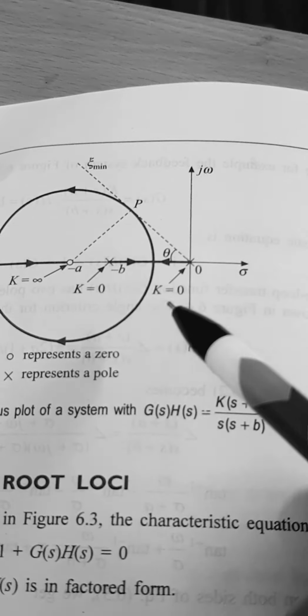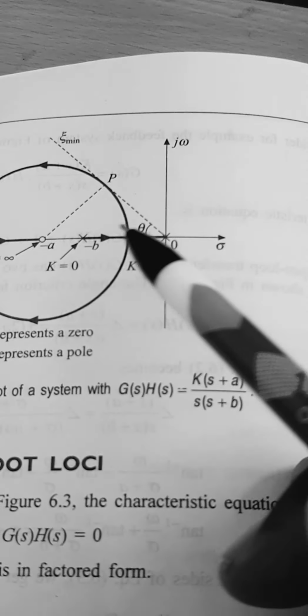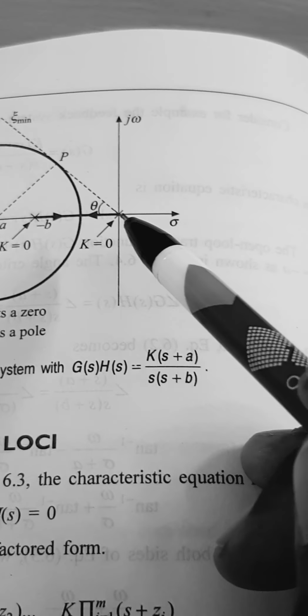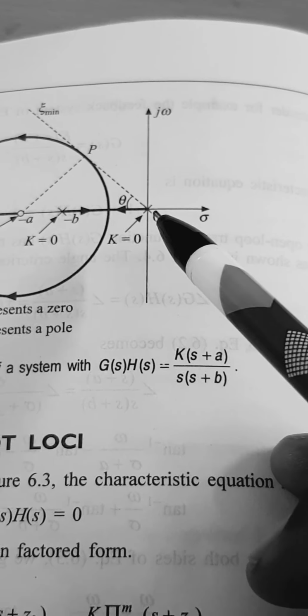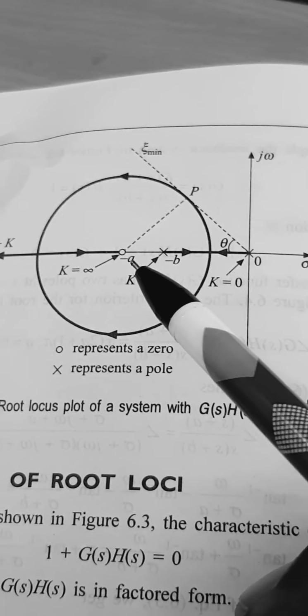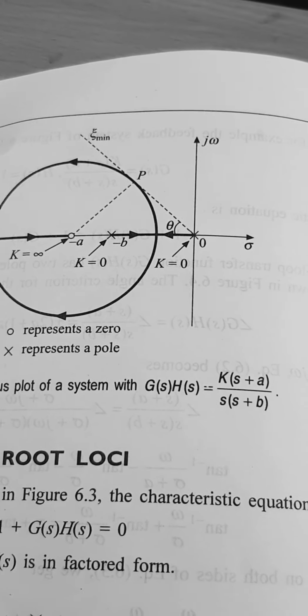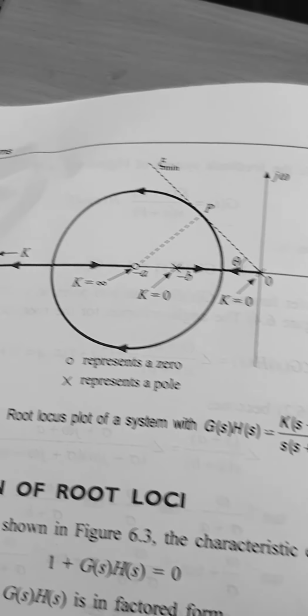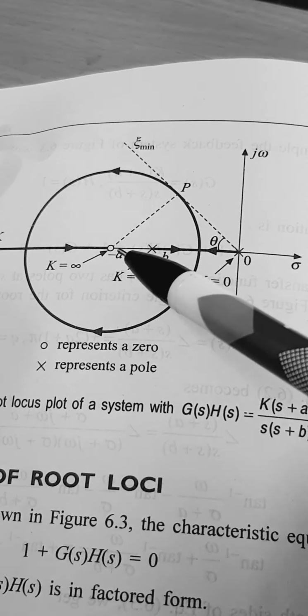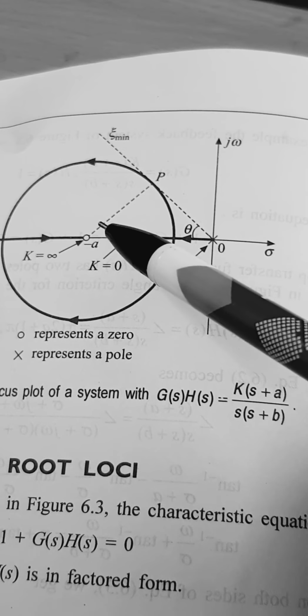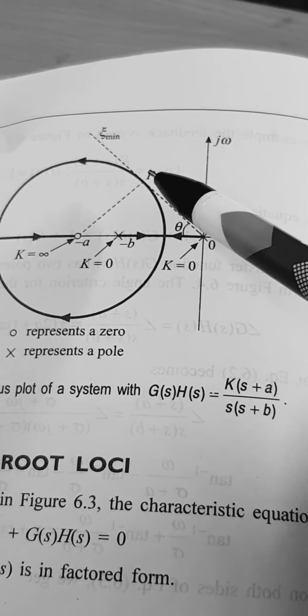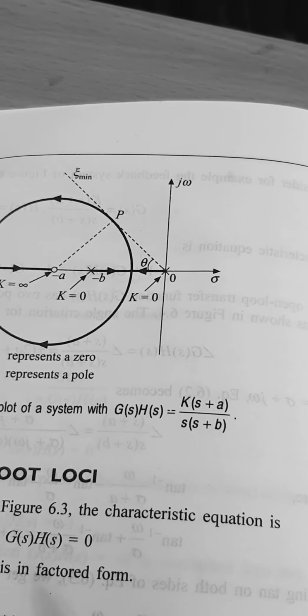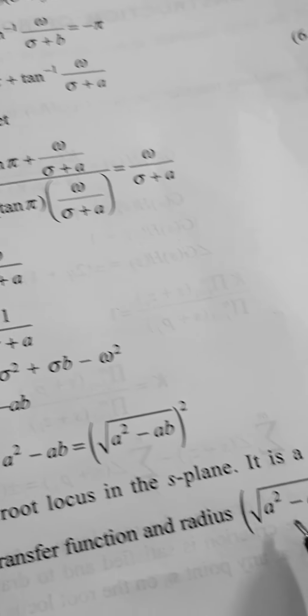Now when you are drawing like that, you are having one pole at 0, another pole at minus B, and one 0 at minus A. Now as per the rules, the root locus, you found that it is a circle with the center at minus A comma 0, and its radius is nothing but square root of A square minus AB. So you are drawing a circle.